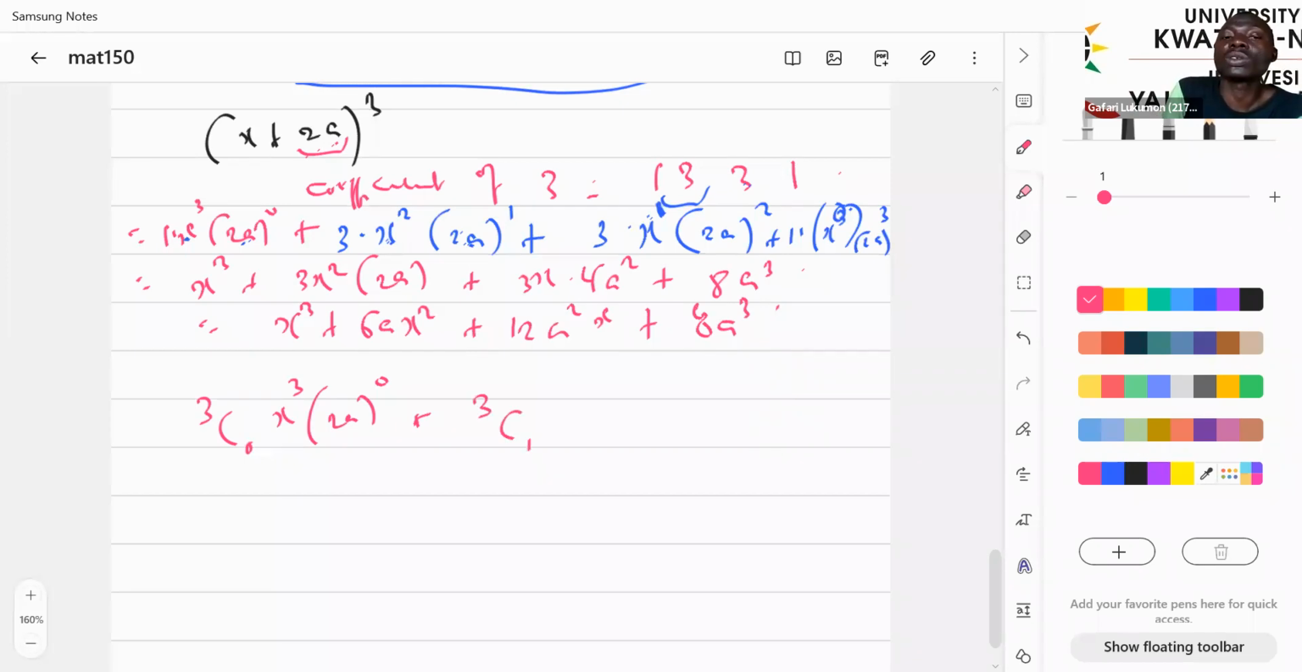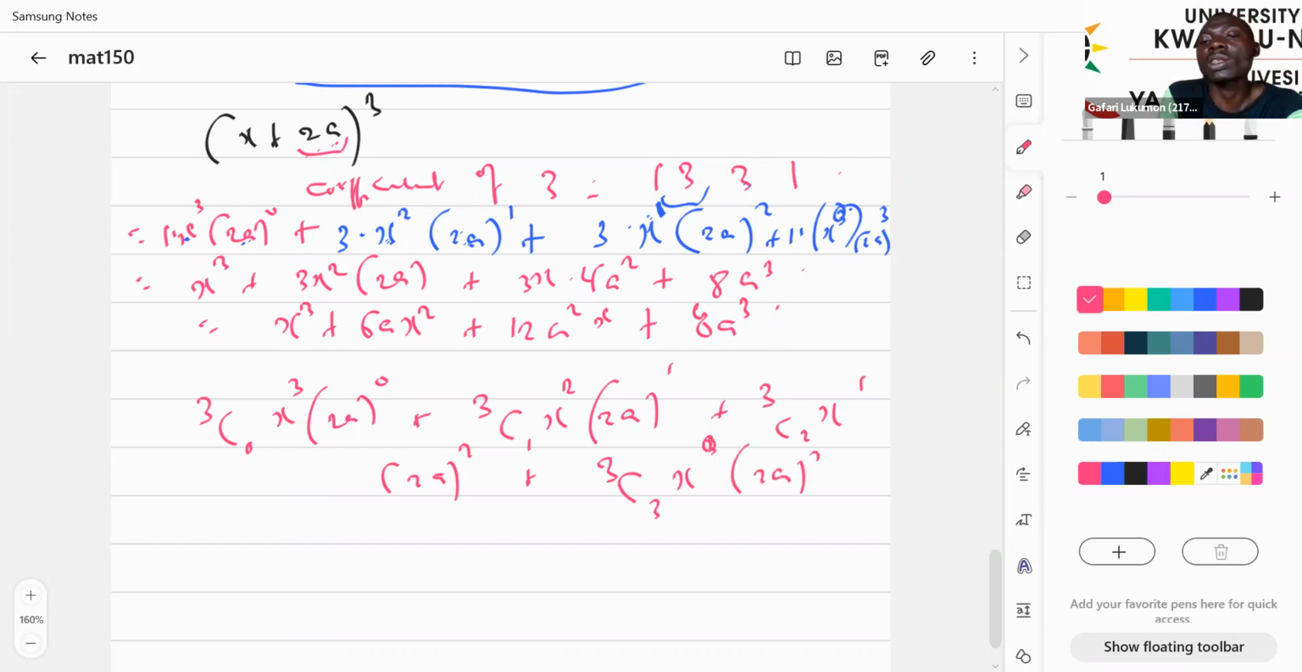That's another method. s raised to power, this one will be reducing, 2a, this one will be increasing. Plus 3 combination 2, s raised to power 1, 2a raised to power 2, then plus 3 combination 3, s raised to power 0, 2a raised to power 3.